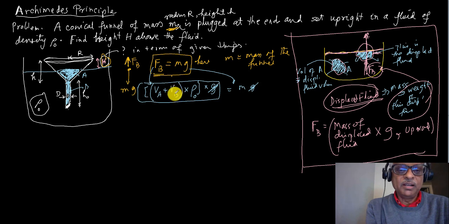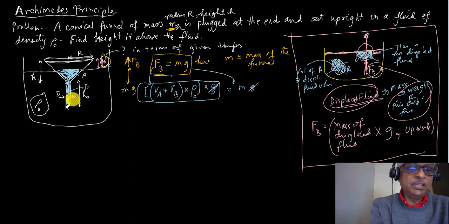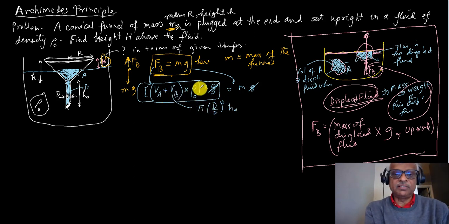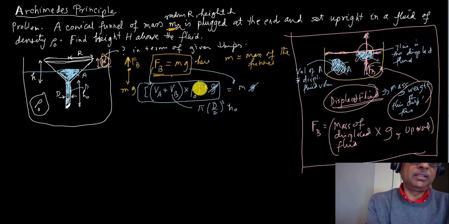So what's the VB? VB is very easy. It's just a pi d over 2 square h zero. So that's just a kind of extra factor hanging around. It's not coming in the calculation here that I see, h.